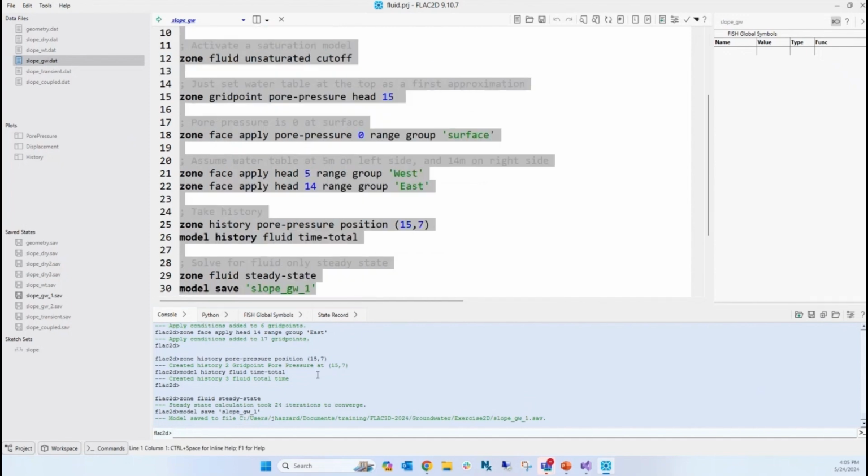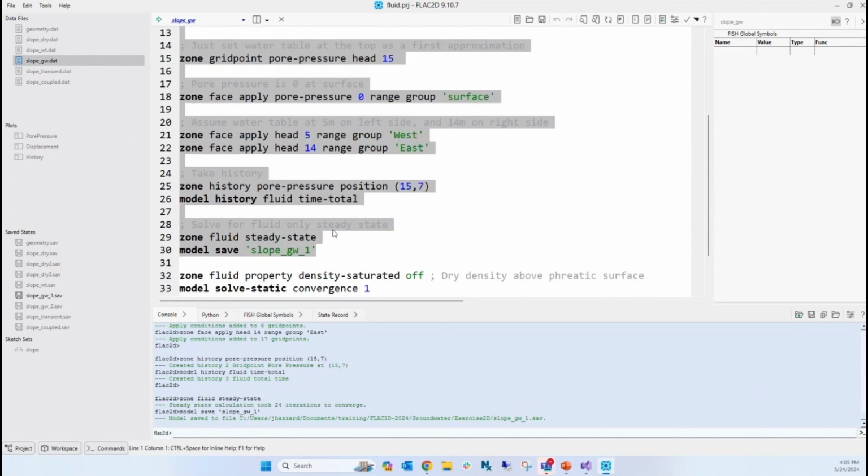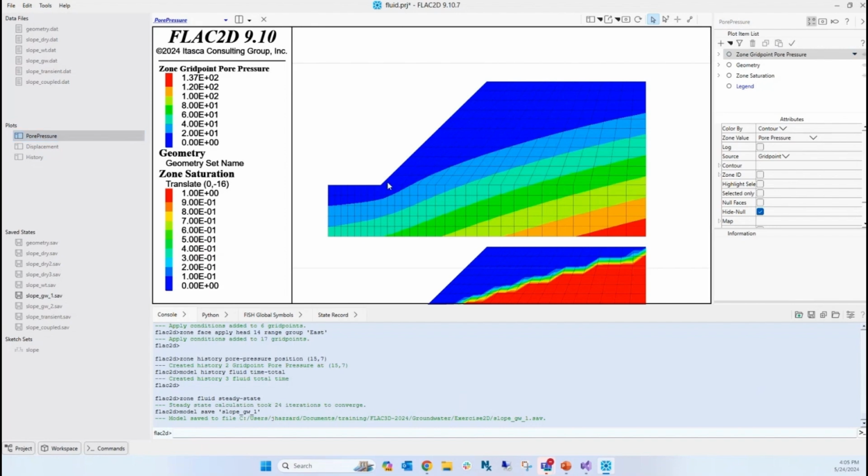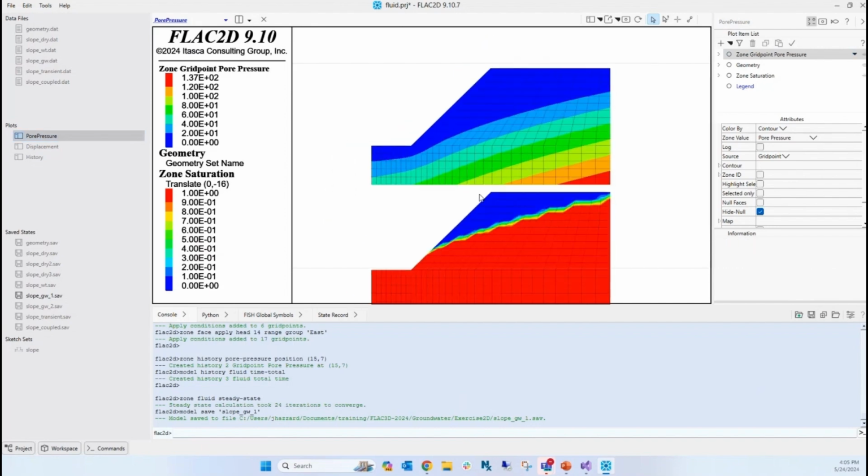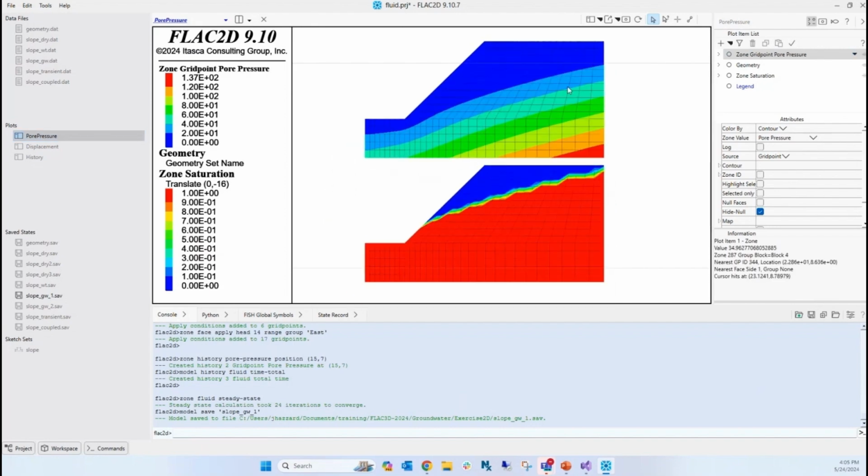You can see that was basically instant when it did this solving. I can go and look at my pore pressure plot. So I can see what happened here. Remember that the water table is at 14 meters on the right side, 5 meters on the left side, 0 on the surface. I said solve to steady state, and boom, it solved to steady state. This bottom plot here is showing saturation, so you can see how it desaturated above where the water table forms.